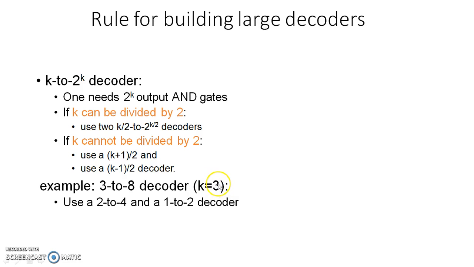If I take an example with the value of k as 3, because it's a 3 to 8 line decoder, 3 plus 1 is 4, 4 by 2 is 2. So with 2 as the input, I get a 2 to 4 line decoder. And when I substitute 3 here, 3 minus 1 is 2, 2 by 2 gives 1, so I require a 2 to 4 line and a 1 to 2 line decoder.